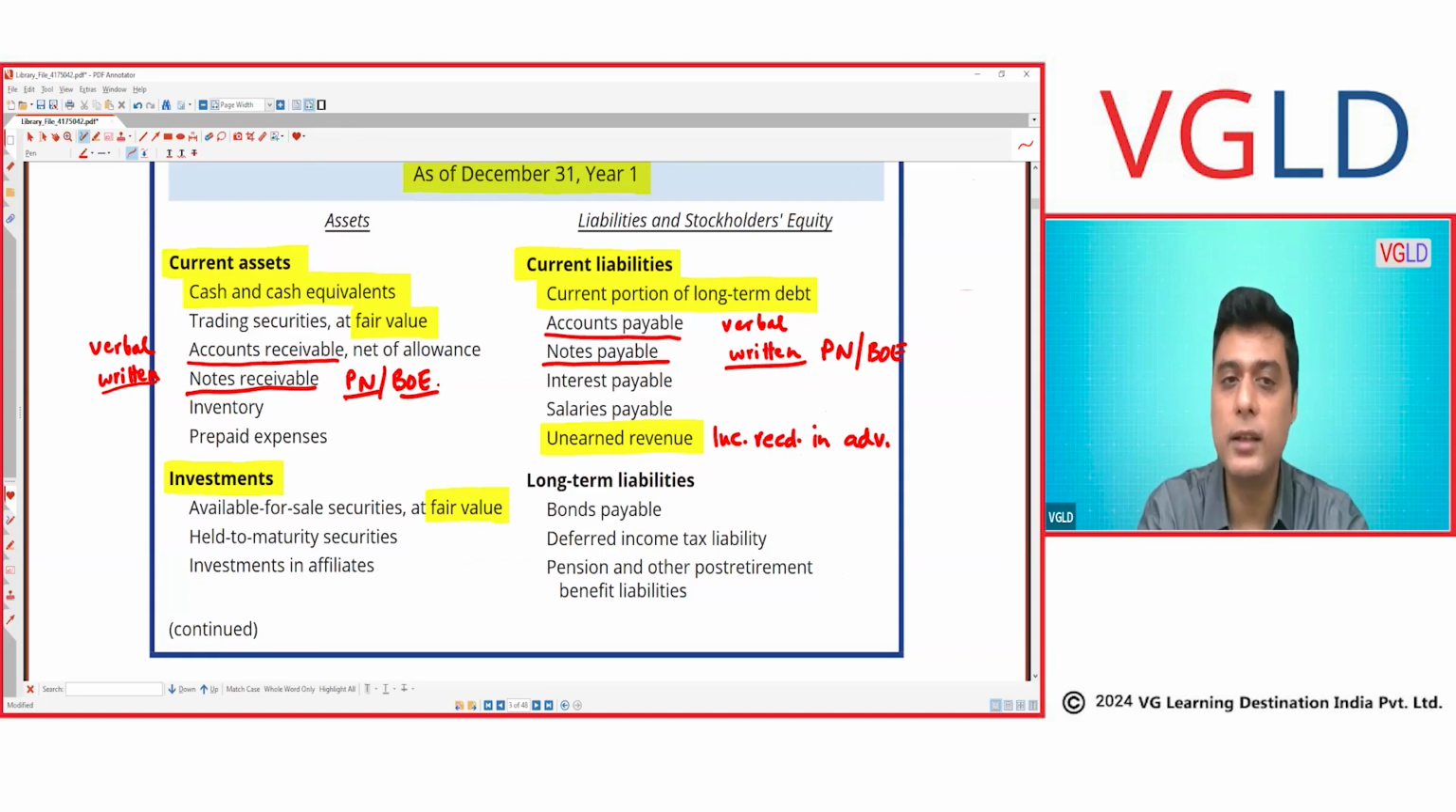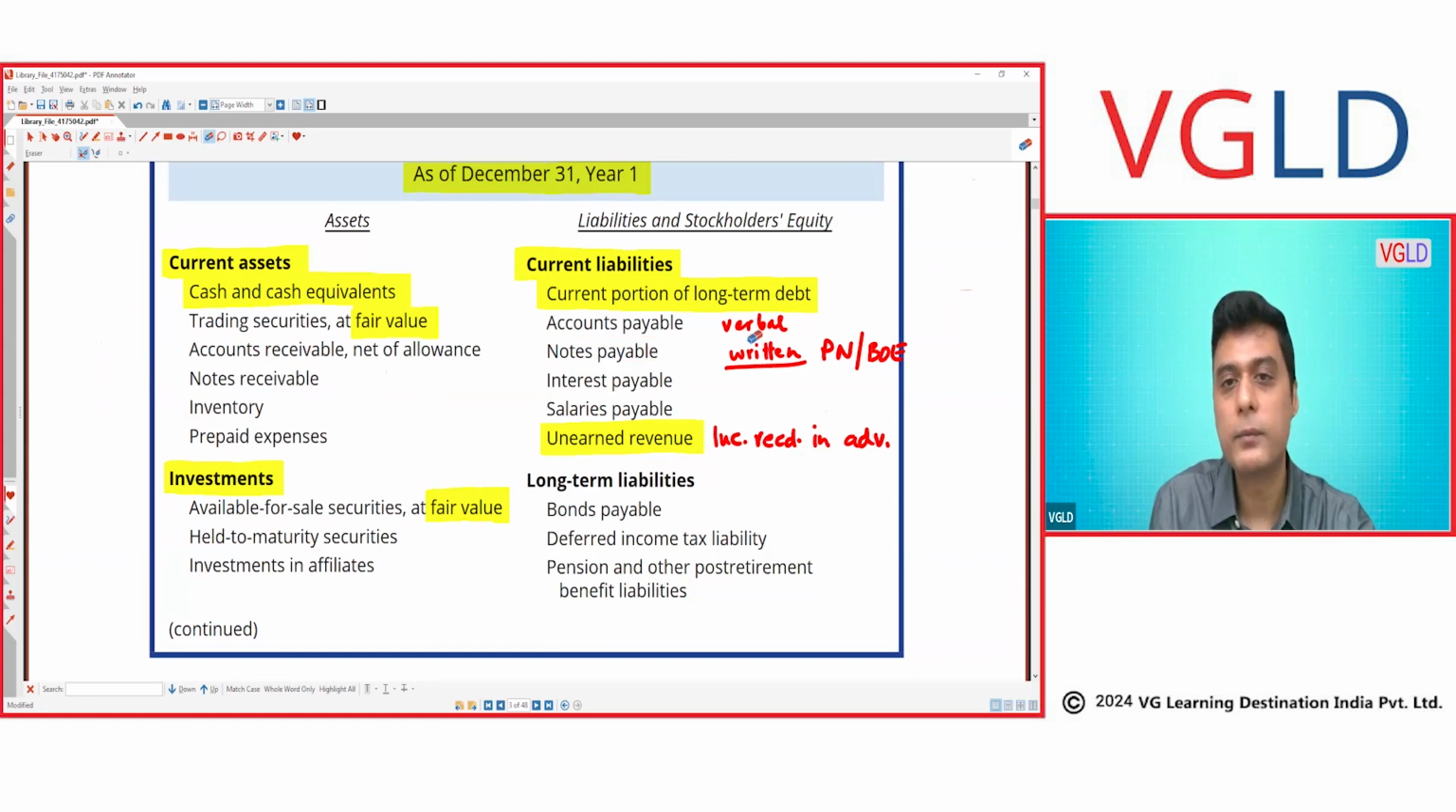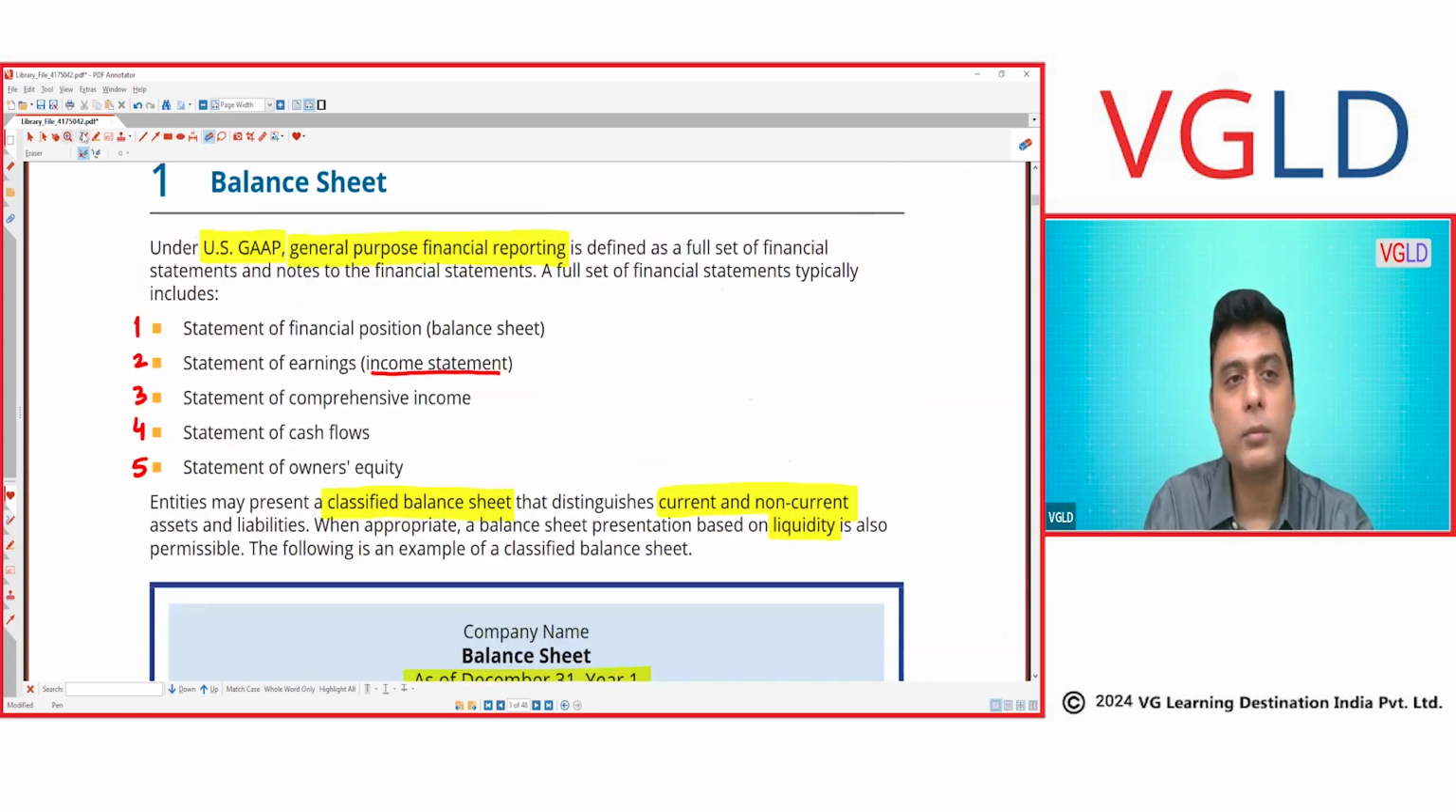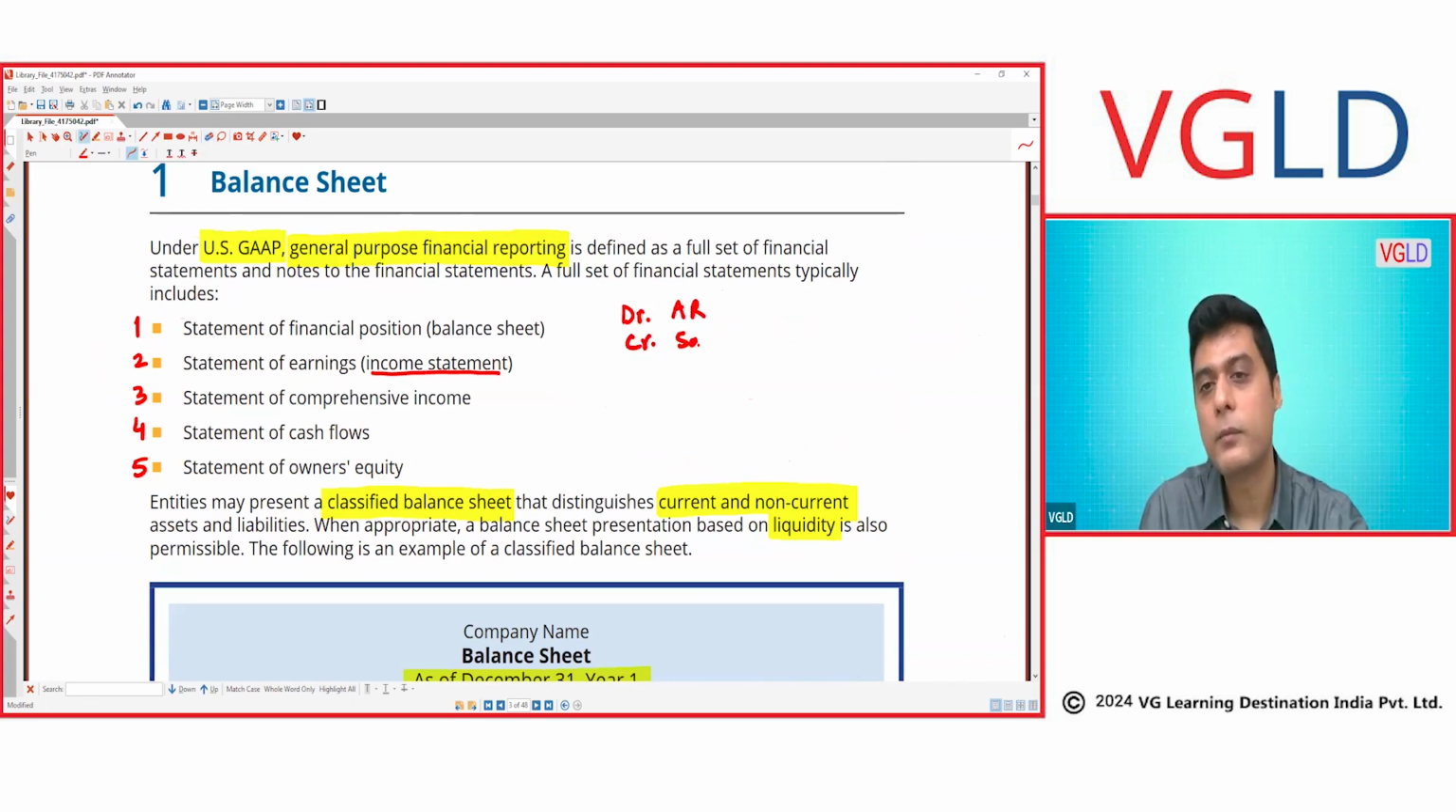And then the AR becomes NR. We will talk about it in detail, but very quickly, let me show you the difference here. Just give me 1 second. Another thing is, in the US, we write journal entries like this: debit AR, credit sale.